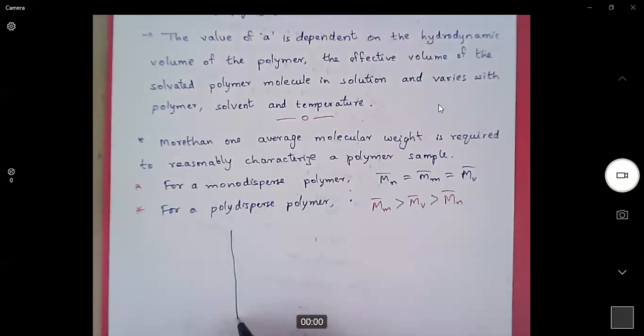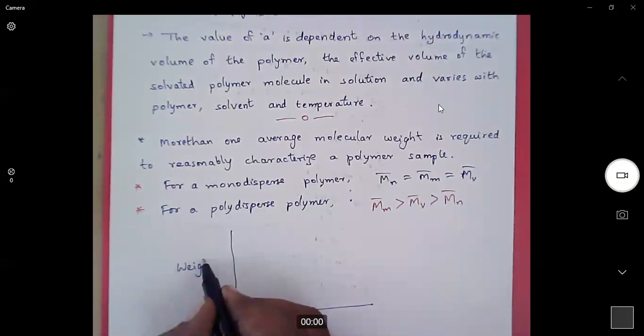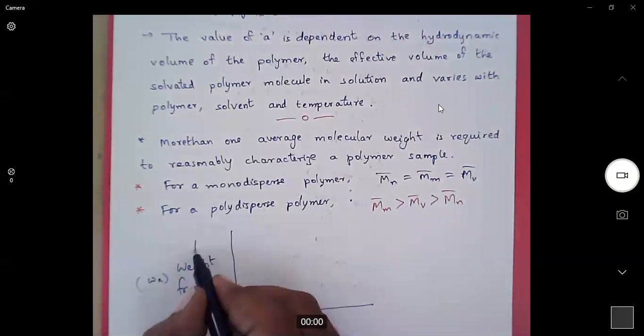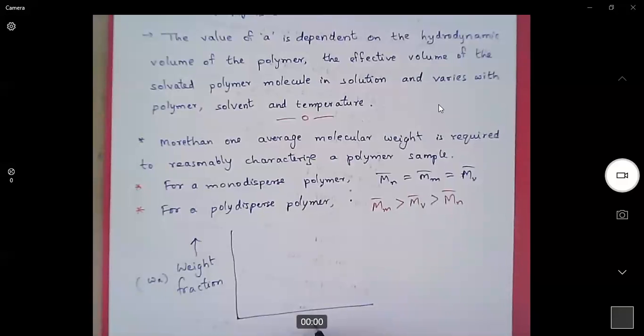We can represent this in terms of a graph also. So this is weight fraction on the y-axis, molecular weight on the x-axis. When we take this, it gives a graph like this.